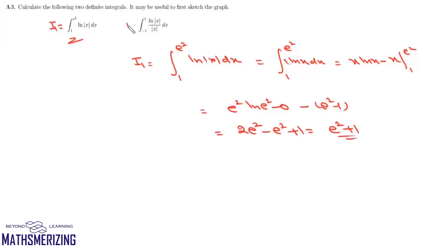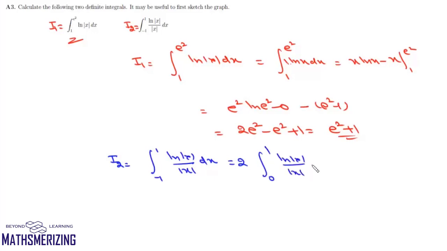For the second integral, say I2, we can write this integral as integral from minus 1 to 1 of log mod x upon mod x dx. Now this function is not defined at 0 and it is an even function. So we can write this as 2 times the integral from 0 to 1 of log mod x upon mod x dx. Now when x lies between 0 and 1, mod x is simply x. So it will be 2 times the integral from 0 to 1 of log x by x into dx.